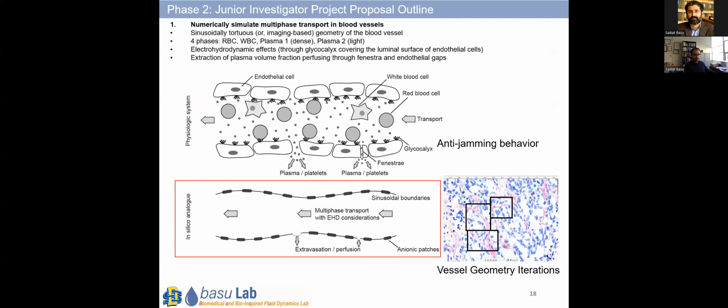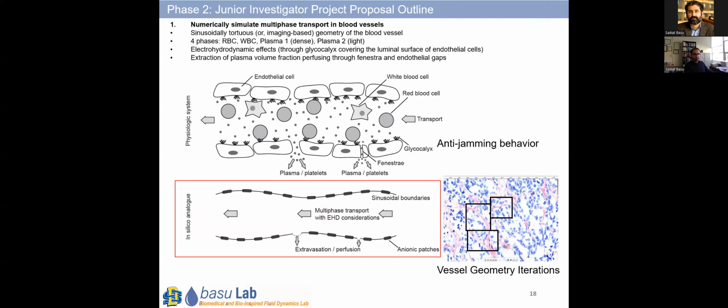Number one, the walls will be A, sinusoidally curved, and/or B, the local wall curvatures will be extracted from the image scans. Overall, we plan to generate a wide range of wall curvatures for around 10 to 12 vessel geometries. Now, number two, the fluidic domain will have four phases: RBC, WBC, high viscosity plasma, and low viscosity plasma. The low viscosity plasma has been shown to diffuse into the tumor, which is more akin to, if I may say, a reverse jamming behavior.